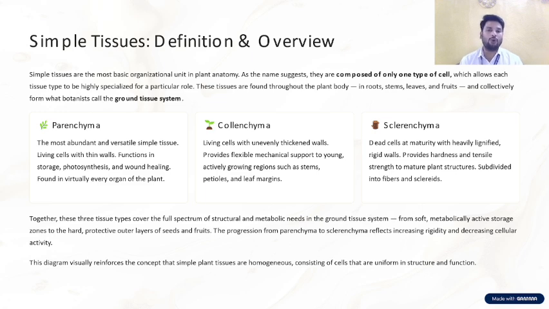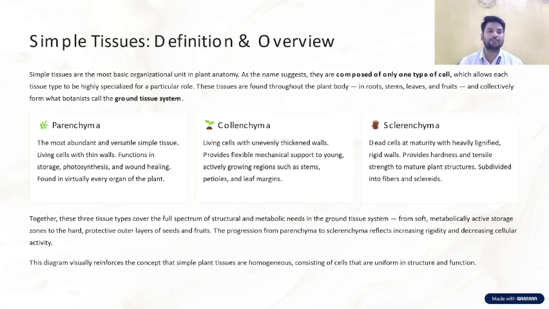These tissues are found throughout the plant body, in the root, stem, leaf and fruit, and collectively form what botanists call the ground tissue system. Basically, simple tissue has three basic types or classes: parenchyma, the most abundant, versatile simple tissue, with living cells with thin walls, functioning in storage, photosynthesis and wound healing, found in virtually every organ of the plant. Then collenchyma, living cells with unevenly thickened walls, providing flexible mechanical support to young, actively growing regions such as stems, petioles and leaf margins.